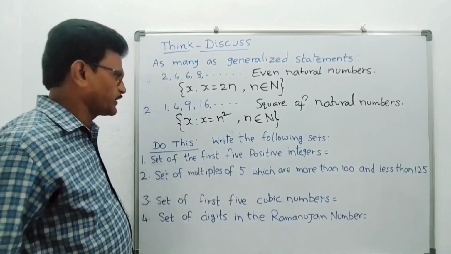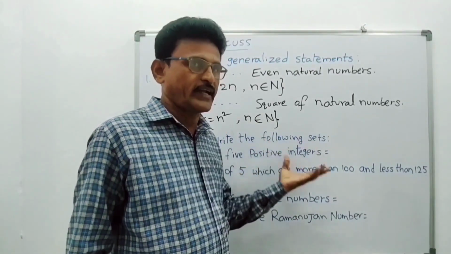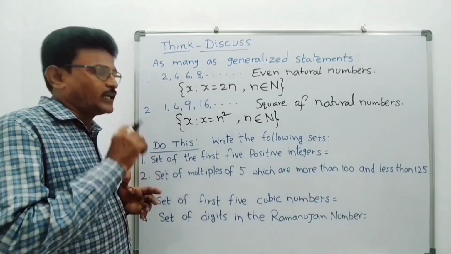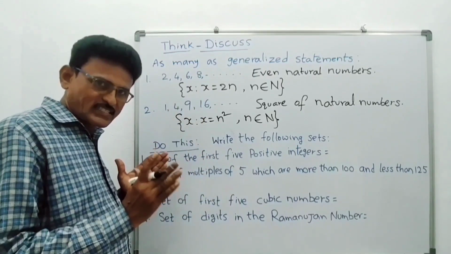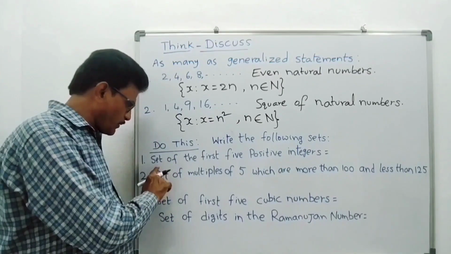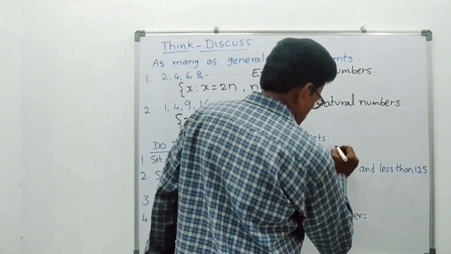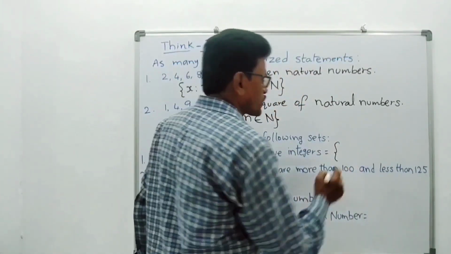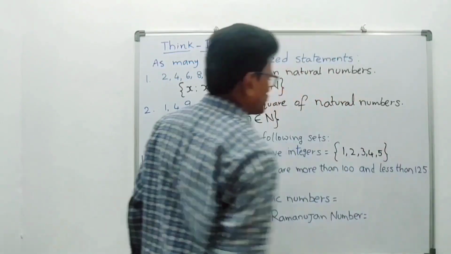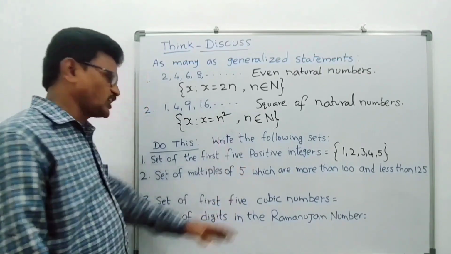Now do these problems again. Write the following sets. Here only a statement is given, and we will write the sets for it. Sets means we only write the elements, separated by commas, and enclose them within braces. Now, the set of the first 5 positive integers. Only 5 positive integers. So this is the beginning brace: 1, 2, 3, 4 and 5. Close that one. Those are the first 5 positive integers. Only that much is the set.